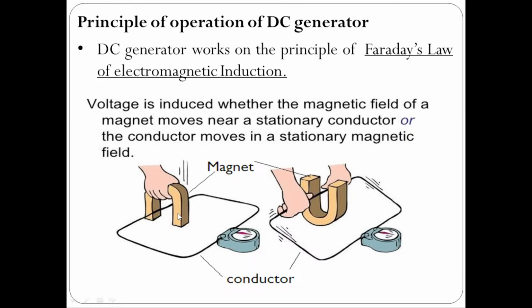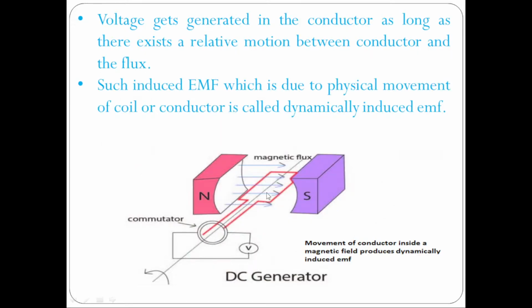There is another diagram here, see here. You can see the north pole and south pole of the magnet, and in between there is a conductor. This red line is our conductor. So in between the north pole and south pole there is a conductor. The flux lines, you can see, are traveling from north pole to south pole.